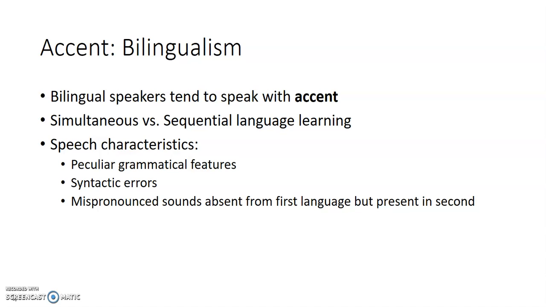Sequential language learning can be that you grew up in the Philippines learning that language, you come to America, and you now have to learn English. So accents can result in particular speech characteristics or grammatical features. It can also change the syntax, and there can be mispronunciations or inappropriate word use. But it's just that carryover of the first language into the second language.